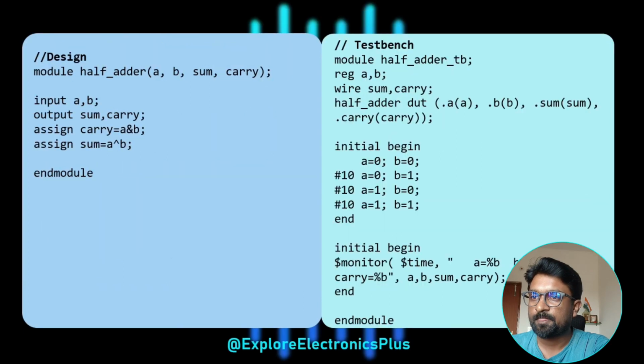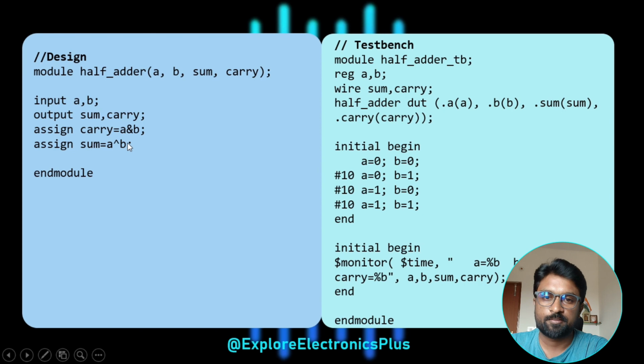Now let us see a simple test bench for a half adder design, and let us see how the ports are going to be mapped and how the stimulus is going to be given. This is the design code, and then this is the test bench code. Module half adder is the name of the module. A, B, sum, carry are the input and output ports I have defined. Assign carry is equal to A and B, assign sum is equal to A XOR B. So this gives me the design of the half adder.